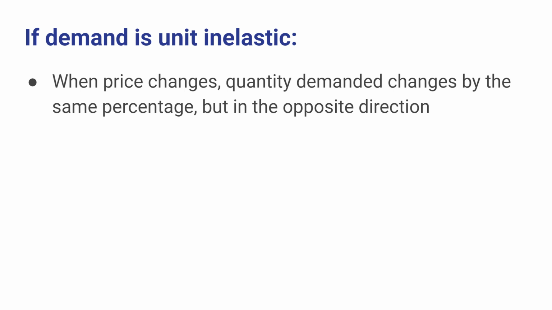If demand is unit elastic, when the price changes, quantity demanded changes by the same percentage, but in the opposite direction. So if the price goes up by 5%, quantity demanded will fall by 5%, and the net effect is that those two things will cancel each other out. So when demand is unit elastic, there's no change in total revenue when the firm changes the price by a relatively small amount in that interval where demand is unit elastic.